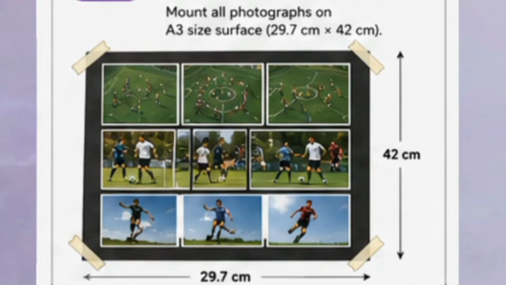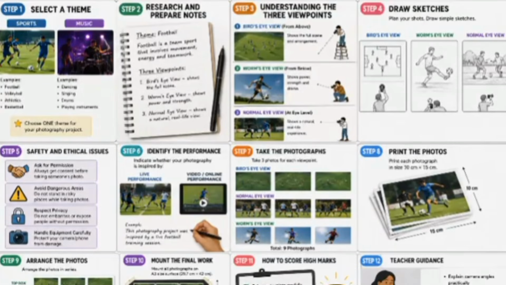So in conclusion, that is the complete guide on the grade 9 visual art photography project. Remember, photography is not just about taking pictures. It's about telling stories through different perspectives. Try to be creative, use clear viewpoints, and present your work neatly for excellent results.